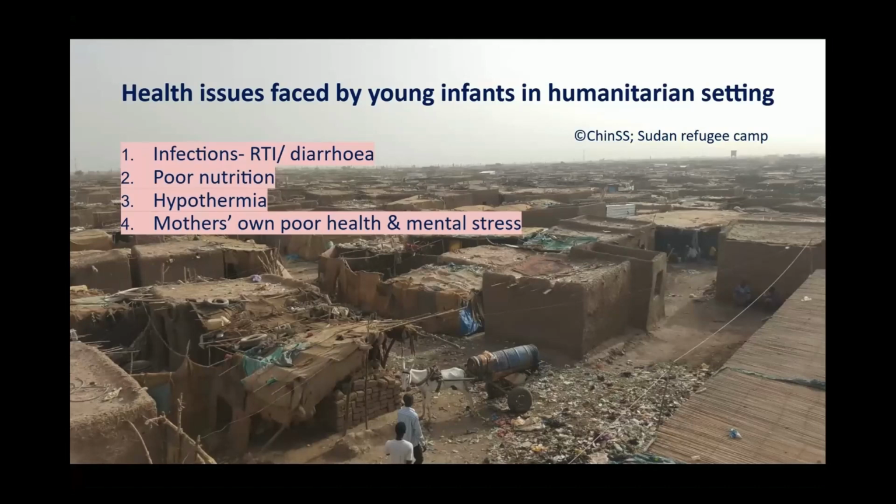Therefore, our children and families are very prone to many infections, such as respiratory tract infections, and to poor nutrition, and in some environments, hypothermia. And their caretakers, especially the mother, will have their own poor health and mental stress as well. As a pediatrician, I feel that if the mother can exclusively breastfeed young infants, many of these problems can be solved, as evidence cited by WHO.